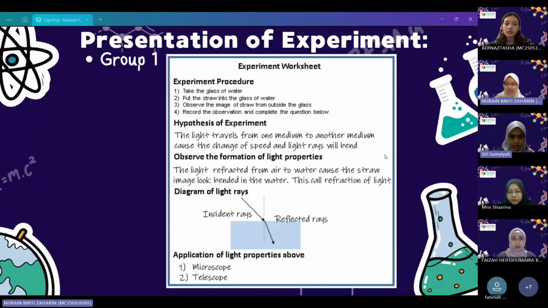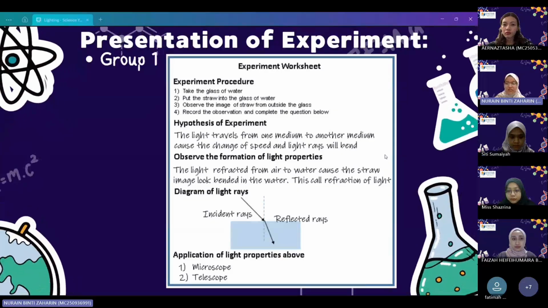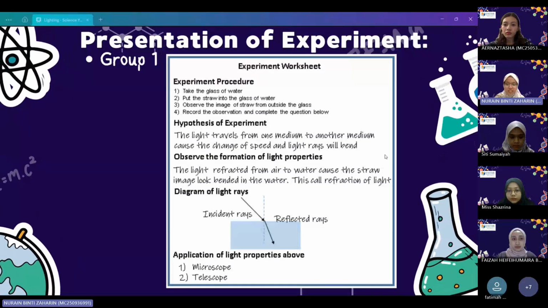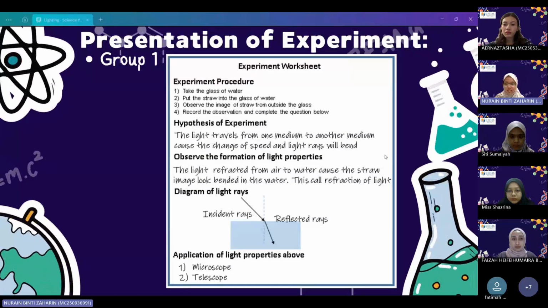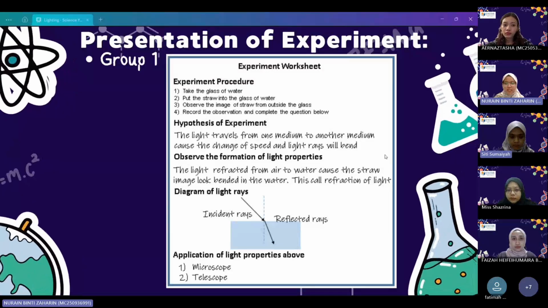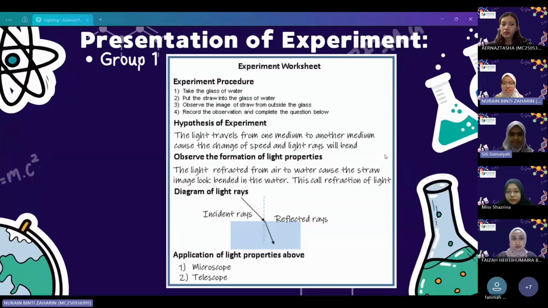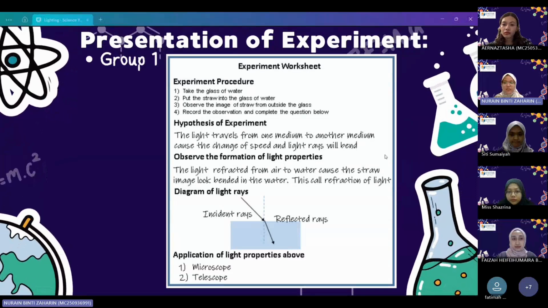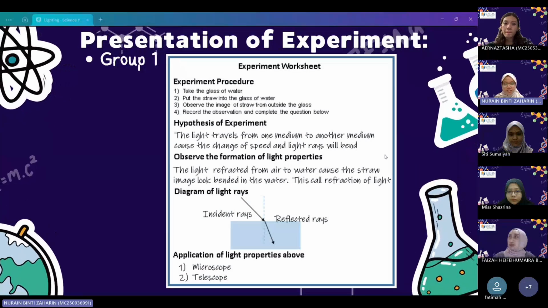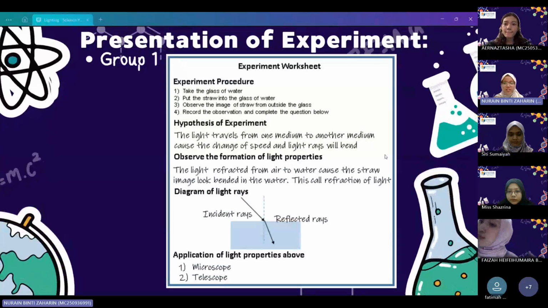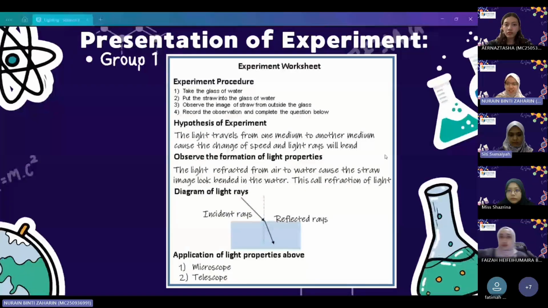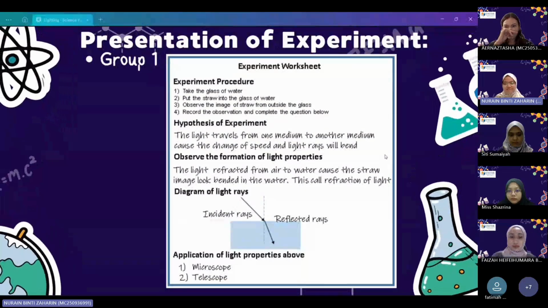In the diagram, we can see the incident ray and the refracted ray, showing how light changes direction at the water surface. The application of this property can be found in microscope and telescope, where lenses use refraction to form clearer and magnified images. So this experiment proved that refraction occurs when light passes between different mediums and changes its direction. Thank you.